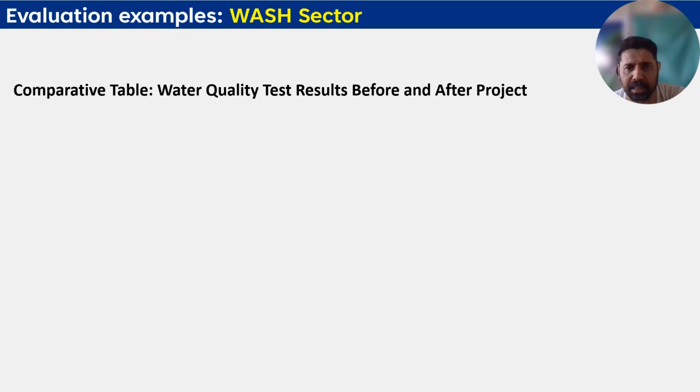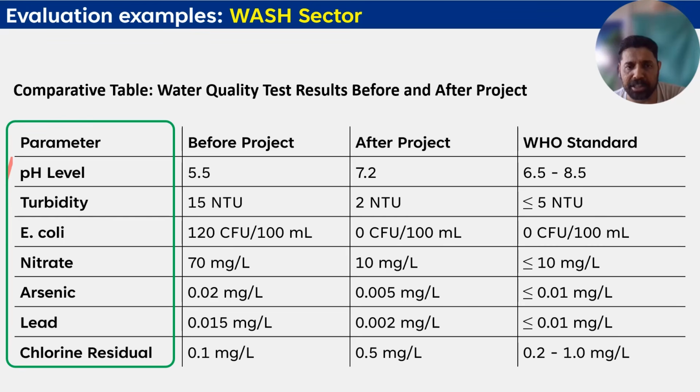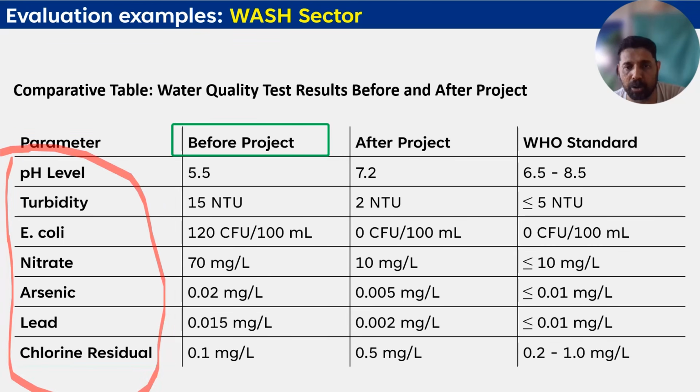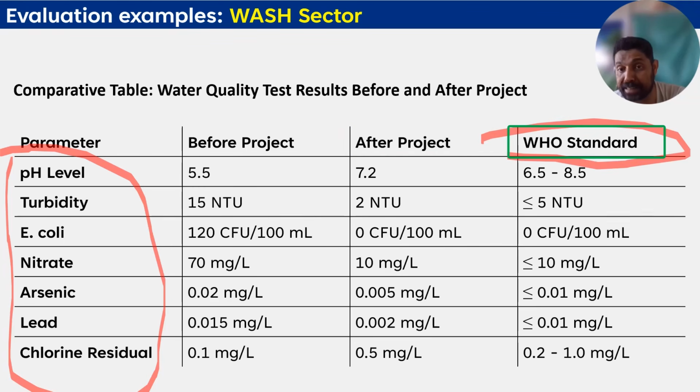Or, for example, water quality test results before and after the project. You can show the parameters related to water testing, the status before the project, after the project, and what the benchmarks and standards are. For example, you can add those also to show that this is the before-project status, this is the after-project status, and this is the WHO standard, and whether it is meeting that standard or not.